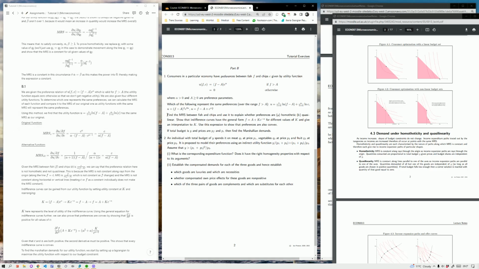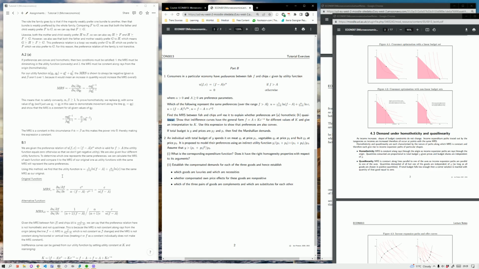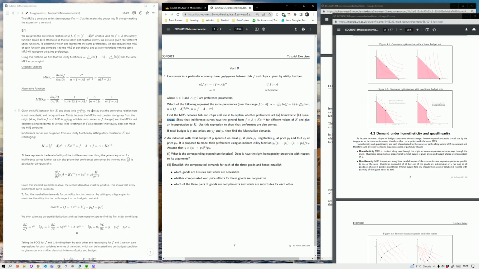Now, given that we've got the MRS between fish and chips, we need to use it to explain if preferences are homothetic or quasi-linear. Now, they're neither. I'll tell you how you can test this. So, homothetic, I've showed you how to test this before. You can just sub in f for c or c for f and try to cancel. And in this case, it doesn't work.